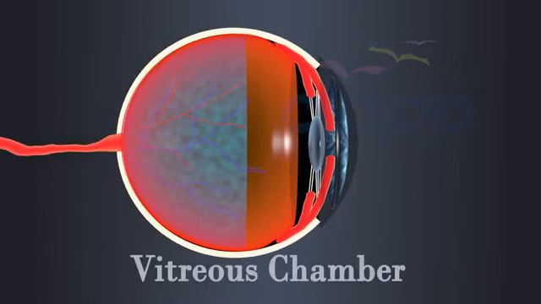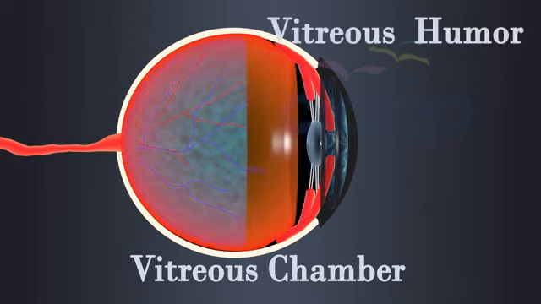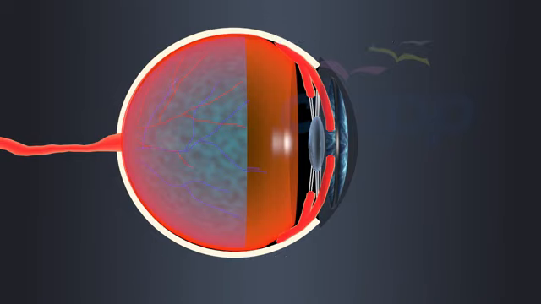The vitreous chamber is the largest chamber in human eye, located between the lens and retina. This chamber is filled with a thick, clear, gel-like substance called the vitreous humor. The vitreous humor is a gel-like substance that fills the vitreous chamber of the eye. It helps maintain the shape of the eye and provides support to the retina. Vitreous humor is produced by cells in the non-pigmented portion of the ciliary processes.